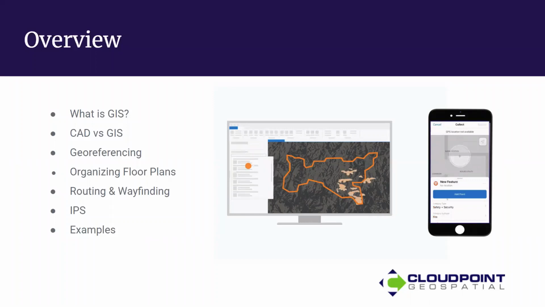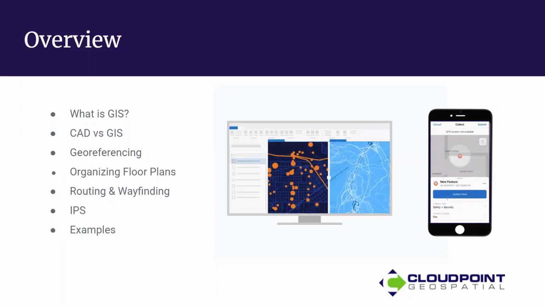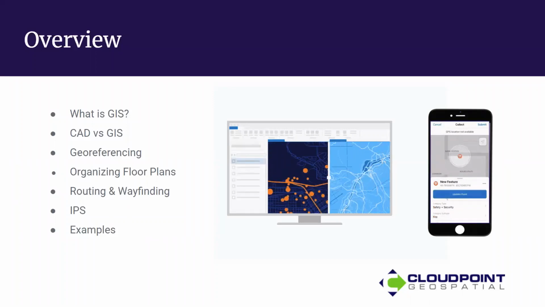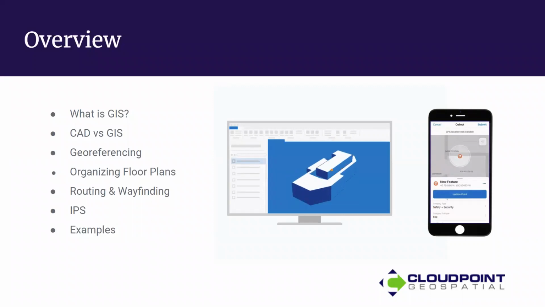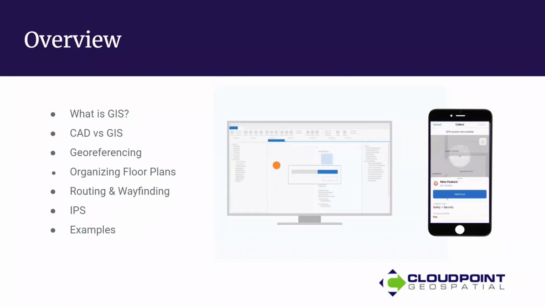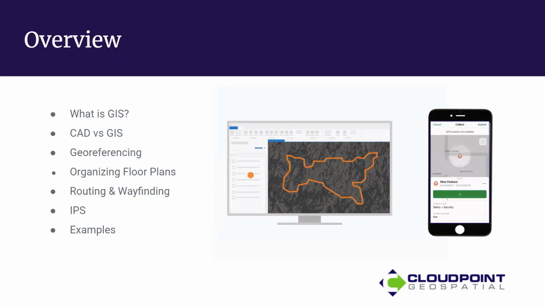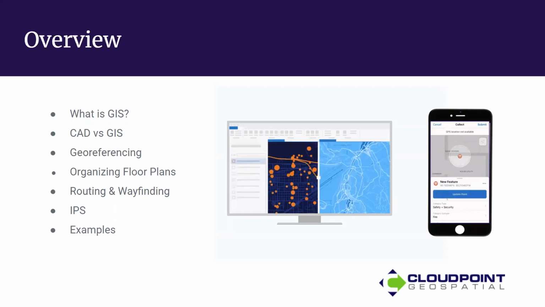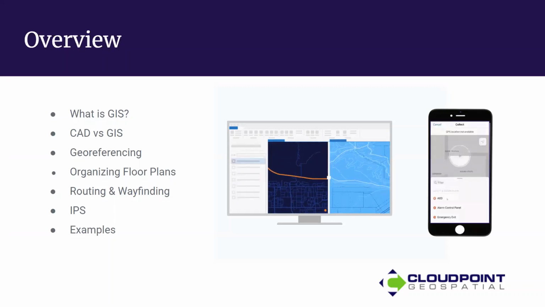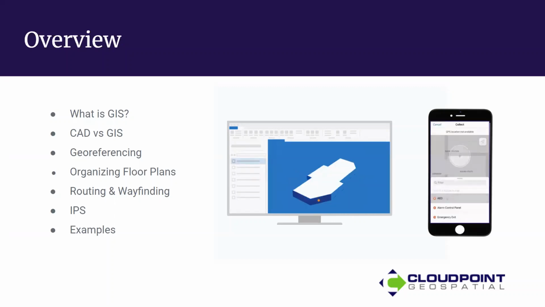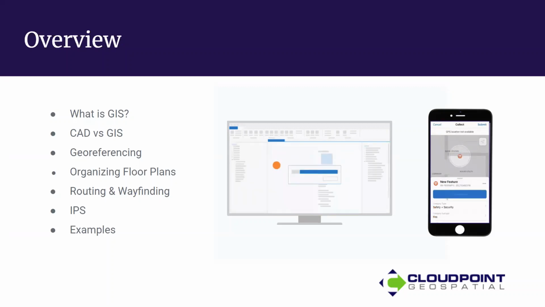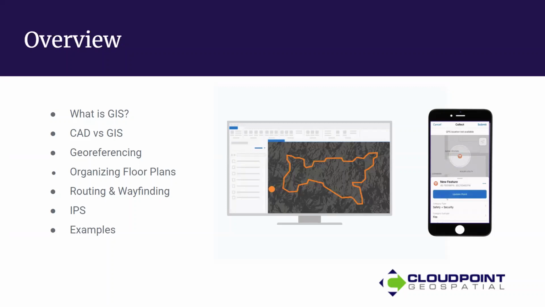But an overview of what we're going to talk about here today. First of all, we're going to just briefly touch on what is GIS exactly. How does it compare to CAD? So we'll look at some of the similarities or differences there. I want to talk briefly about georeferencing. How do we get buildings and facilities in the right place within GIS? And then organizing floor plans. We'll discuss a little bit about routing and wayfinding, and IPS, that's indoor positioning systems.